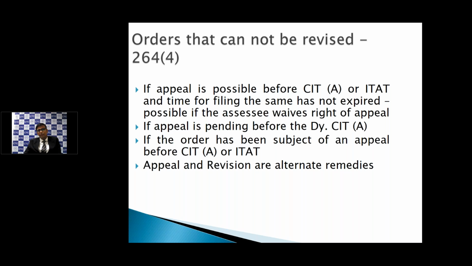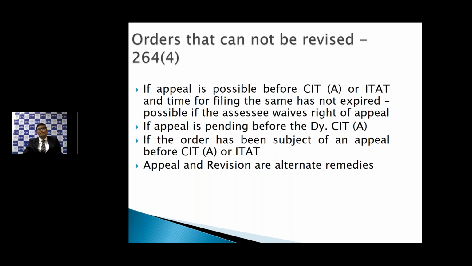Once an assessee files an appeal before CIT appeal for any particular issue, for example, there are two disallowances made by an assessing officer, disallowance A and disallowance B. Assessee files an appeal before CIT appeal only against A, and he doesn't file an appeal against disallowance B. And now he makes a revision petition to CIT under section 264 for disallowance B. So from the same order, for issue A, he is going to CIT appeal. For issue B, he is going to CIT.